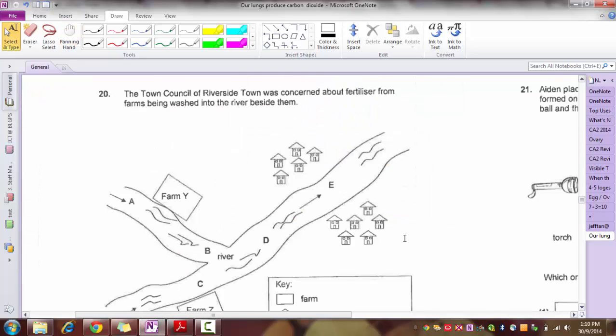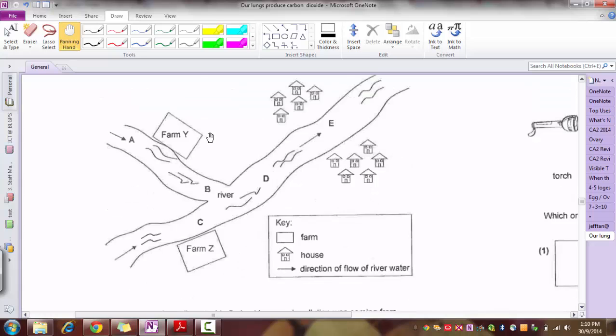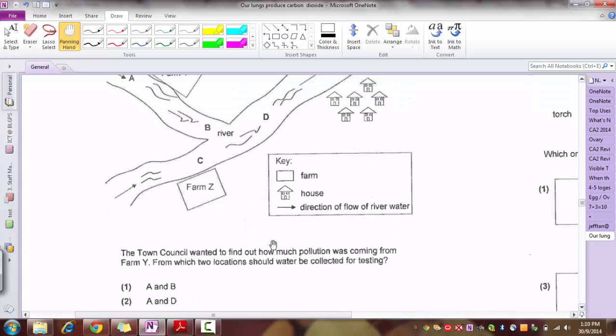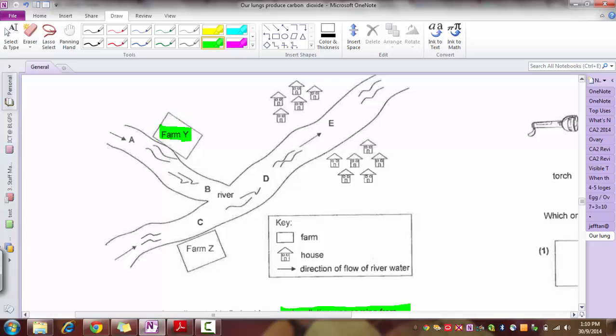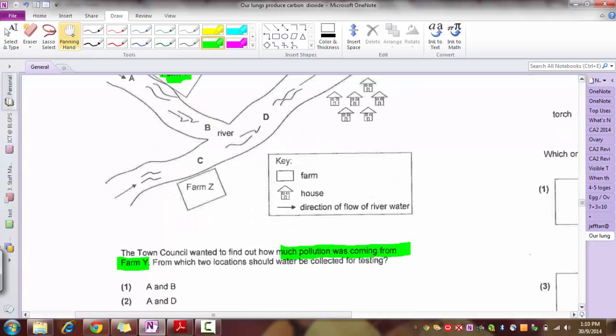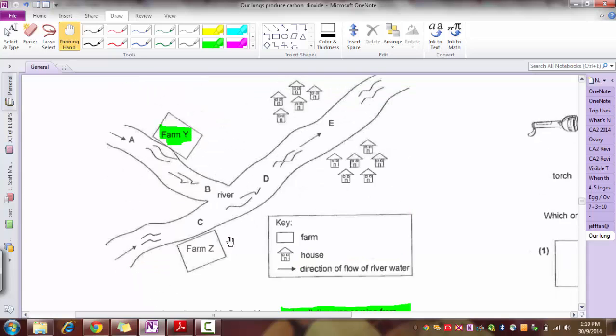Now question 20. The town council was concerned about fertilizers from a farm being washed into the river beside them. They wanted to find out how much pollution was coming from farm Y. So where's farm Y? Farm Y is this one here. Which 2 locations should the water be collected from for testing? So where would I test?